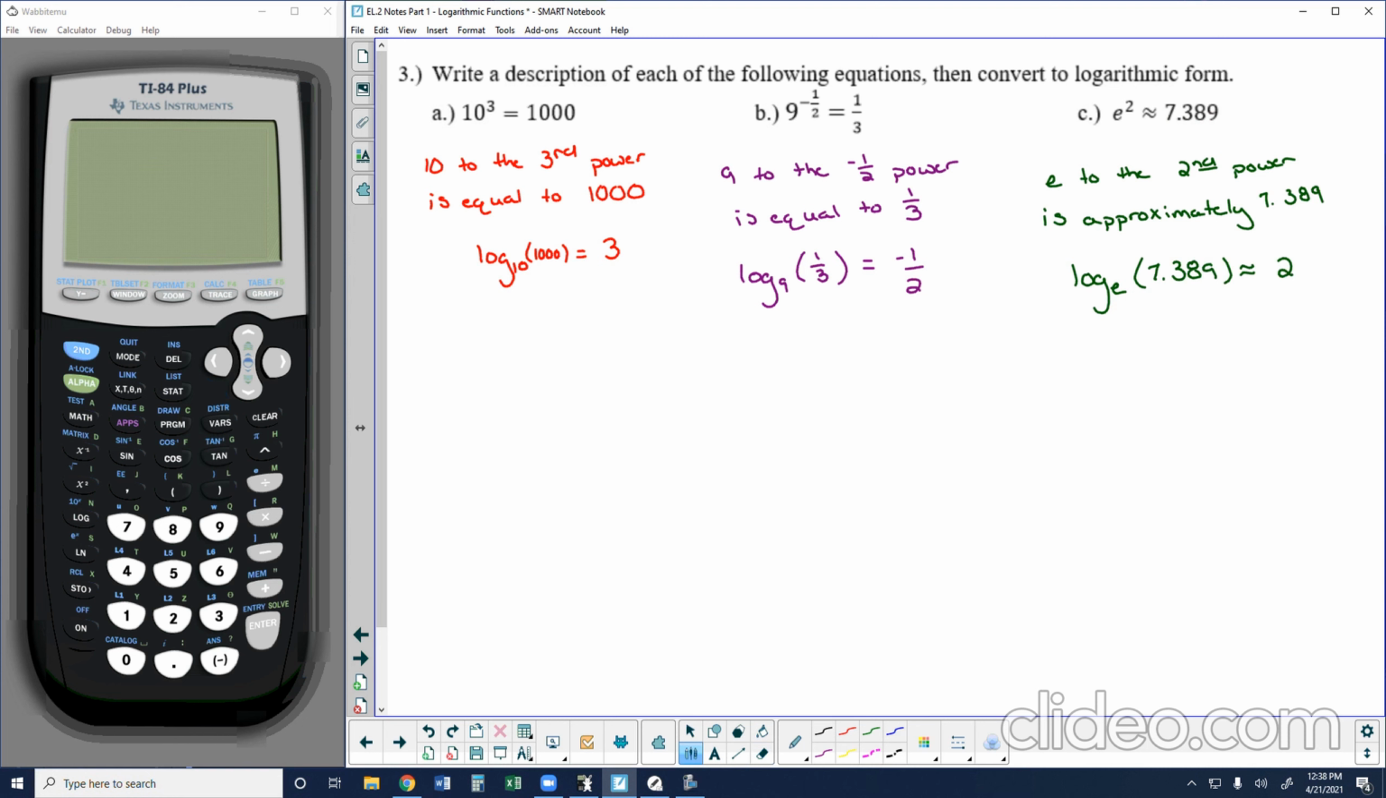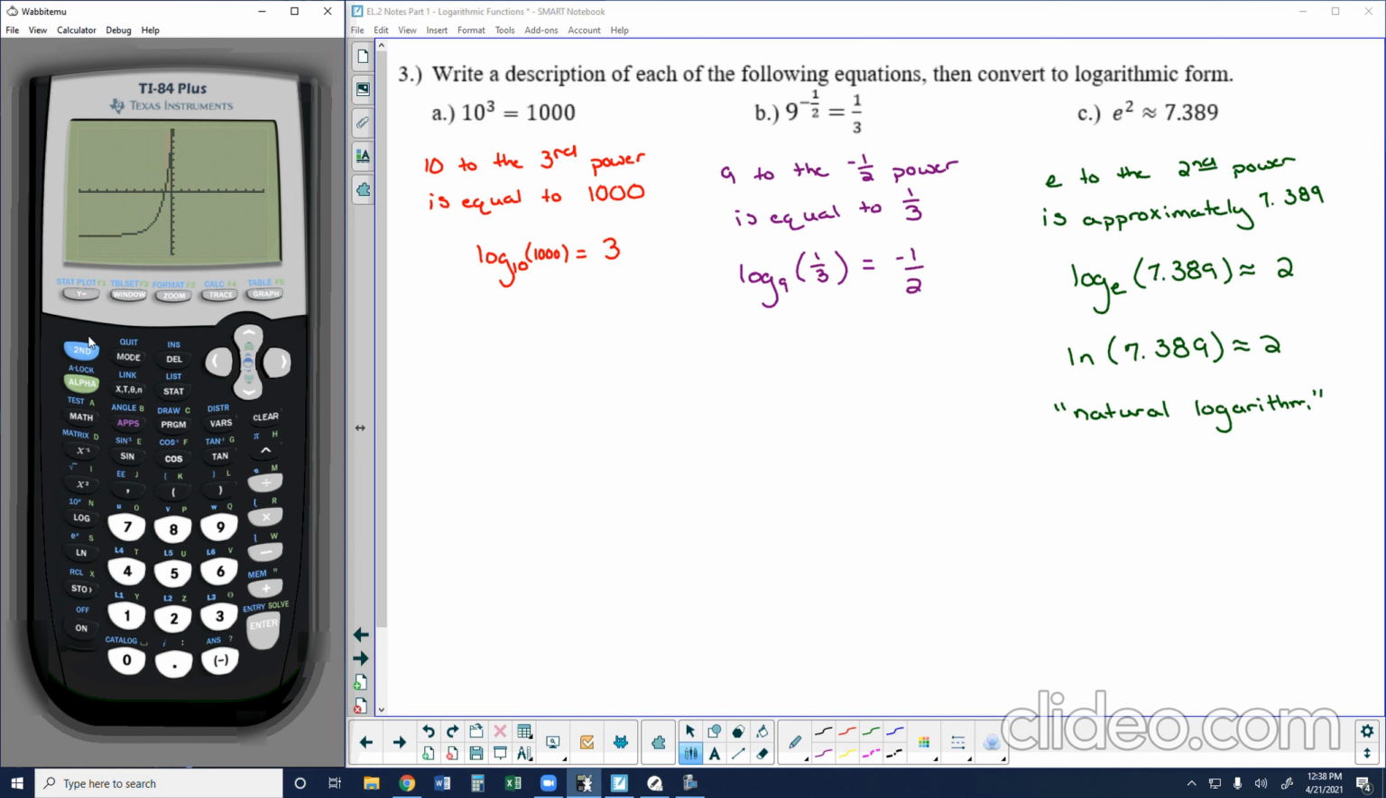Now I did say that log base e is a special notation. This is actually what we call the natural log. So a different way to write log base e is ln, which means natural logarithm. And you may have heard me already shortening the word logarithm to log. That is pretty common. So the ln is the natural logarithm or natural log.